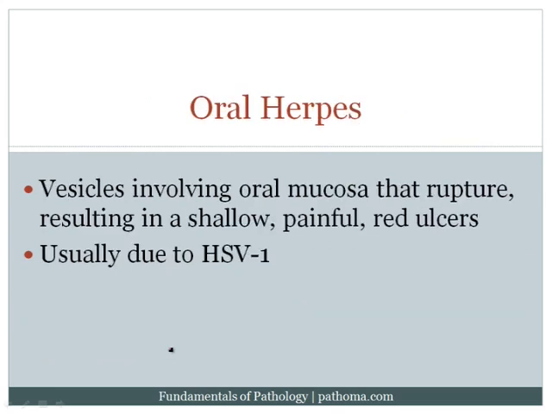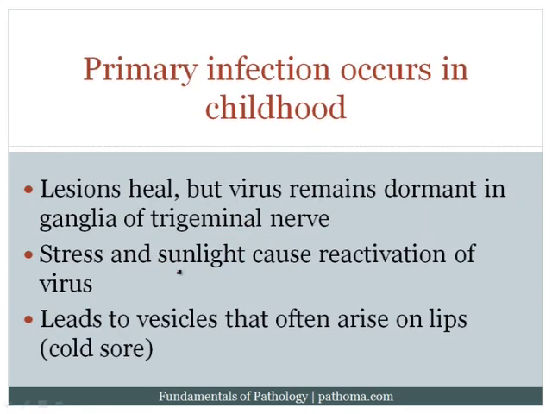Oral herpes is when you have vesicles involving the oral mucosa. These vesicles usually rupture, which then results in a shallow, painful red ulcer. Important, it's usually due to HSV-1. The primary infection with oral herpes occurs in childhood. The lesion actually heals, but the virus remains dormant in the ganglia of the trigeminal nerve. This is high yield. Virus remains dormant in the ganglia of the trigeminal nerve.